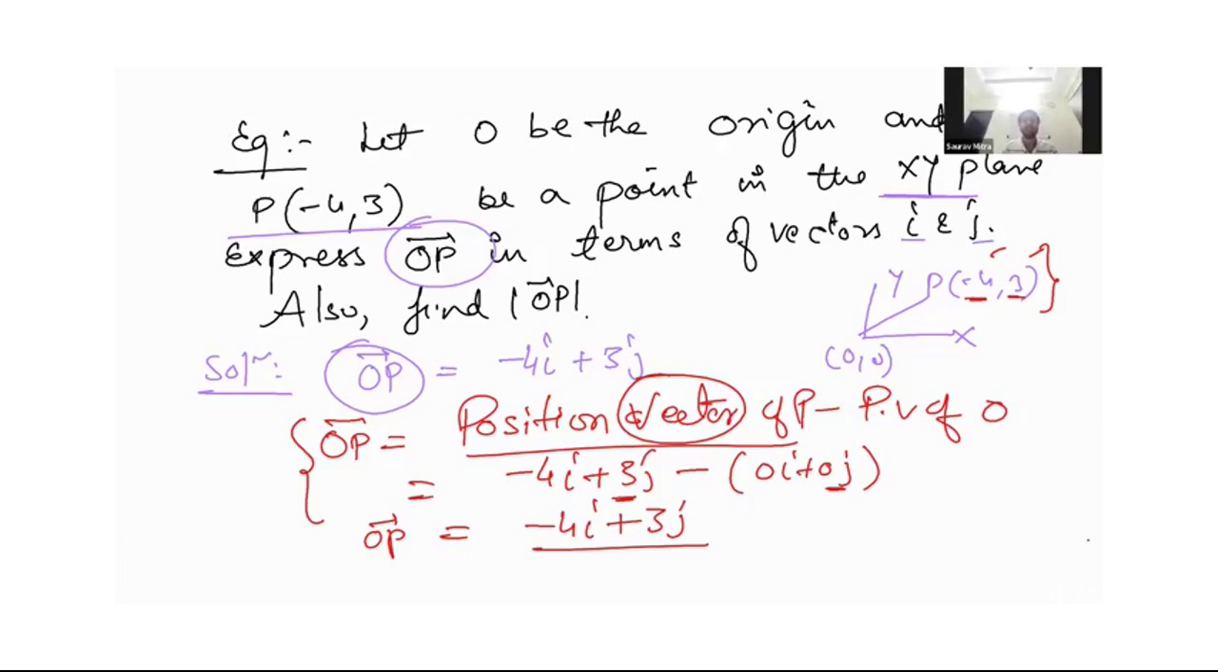Okay, now what they are asking is the magnitude. Now you have to find the magnitude. So what is the magnitude? Magnitude means the square root of the sum of the squares of each component. So it is minus 4 squared plus 3 squared, which is root 25. The answer is 5. Clear? Magnitude is always positive.